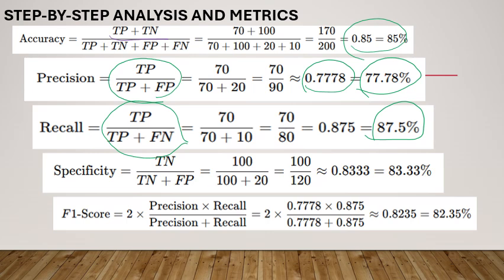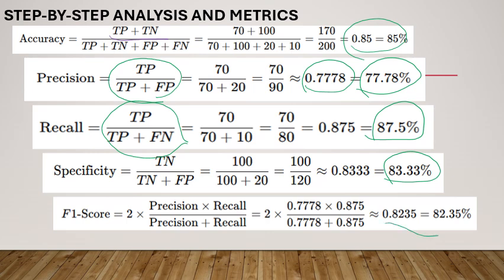The model correctly classified 83.33% of not spam emails, in terms of specificity, but it incorrectly labels 16.67% of non-spam emails as spam, which might lead to some inconvenience for users due to false positives.